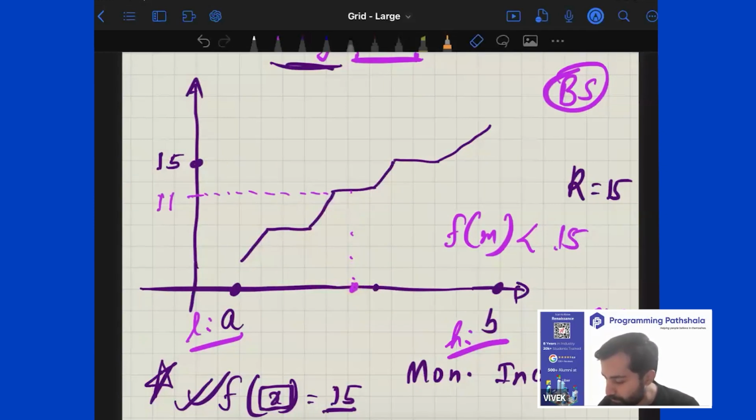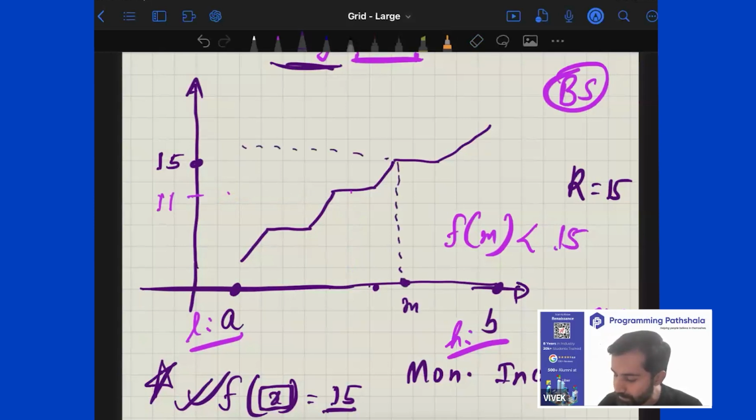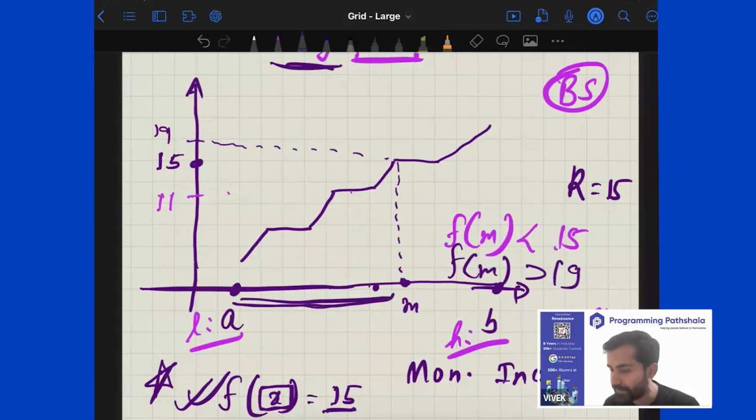just imagine that the value of mid, which you had, was somewhere here. Okay. And you found out that f of mid is, let's say, equal to 19. So if f of mid is 19, if f of mid is greater than 15, in that case, you would say that, hey, my answer lies to the left side and not the right side. So do you see that it's the exact same idea of binary search which is being used?